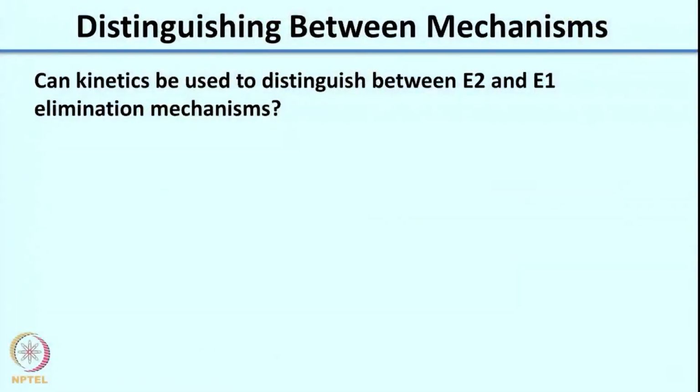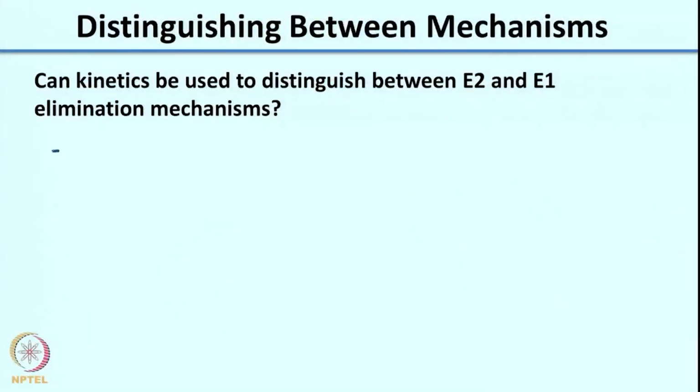Now, can kinetics be used to distinguish between E2 and E1 elimination mechanisms? Like last time, what I would first like you to do is write the mechanism for E2 and E1 and then derive rate laws for each of these. So you can go ahead, press the pause button on your video and derive the rate laws for E2 and E1. So let us look at the mechanism for the E2 elimination.